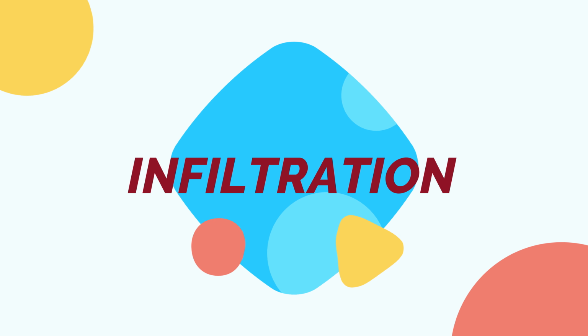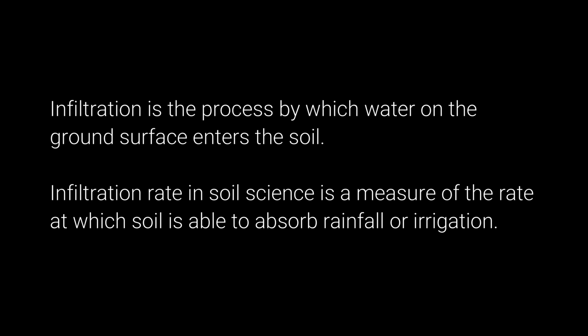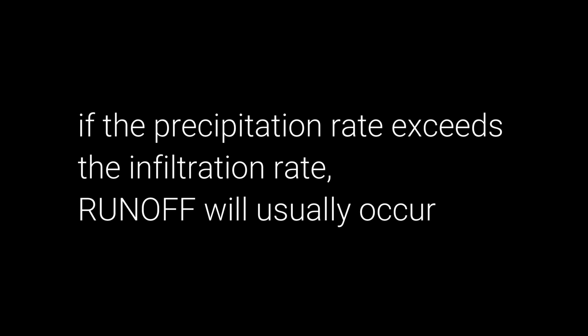Infiltration is the process by which water on the ground surface enters the soil. Infiltration rate in soil science is a measure of the rate at which soil is able to absorb rainfall or irrigation. It is measured in inches per hour or millimeters per hour. The rate decreases as the soil becomes saturated. If the precipitation rate exceeds the infiltration rate, runoff will usually occur.